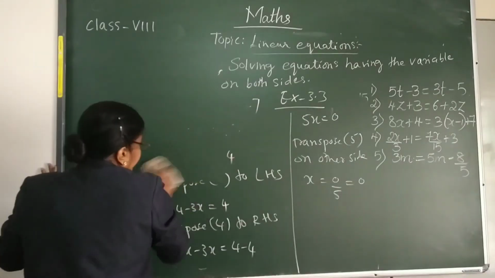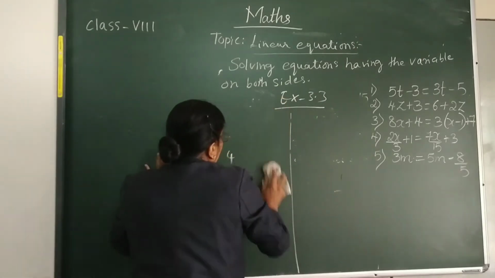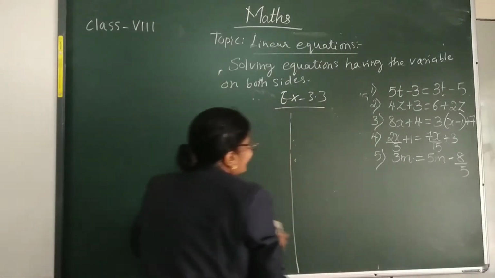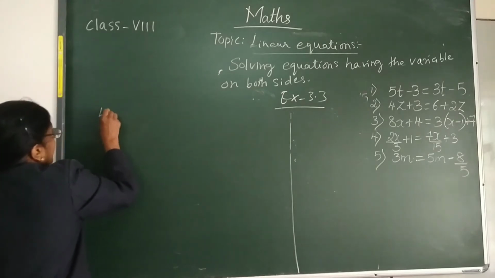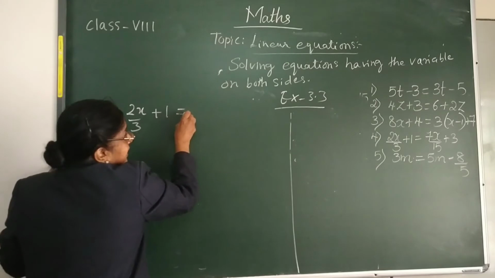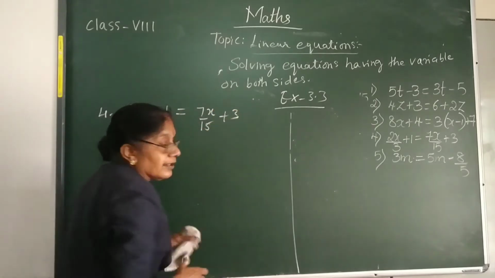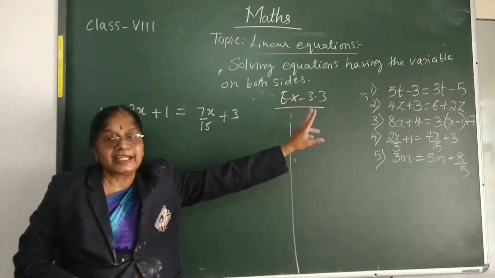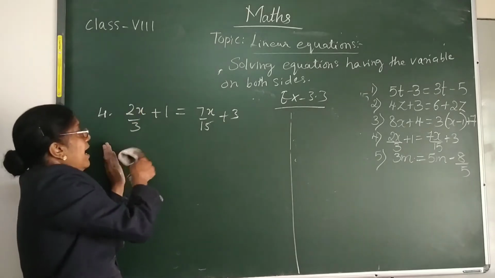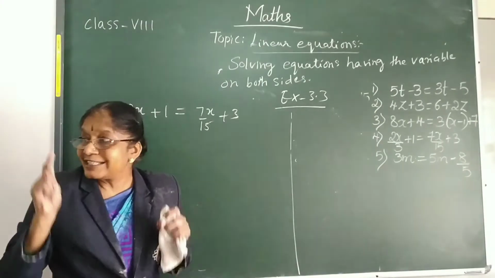Now the next sum we will see. Same, it is transposing the variables on one side and transposing the constant on other side. Let us see the next sum. What is given? Fourth sum. 2x by 3 plus 1 is equal to 7x by 15 plus 3. So both the sides variables are there, you can see. 7x by 15 from right hand side I have to move to the left hand side. And plus 1 from left hand side I have to move to the right hand side. So I am going to transpose.